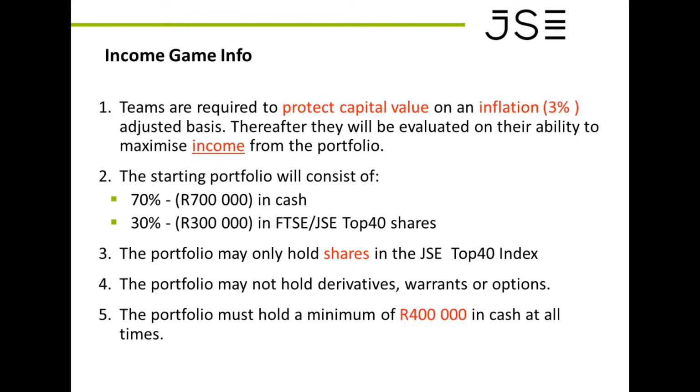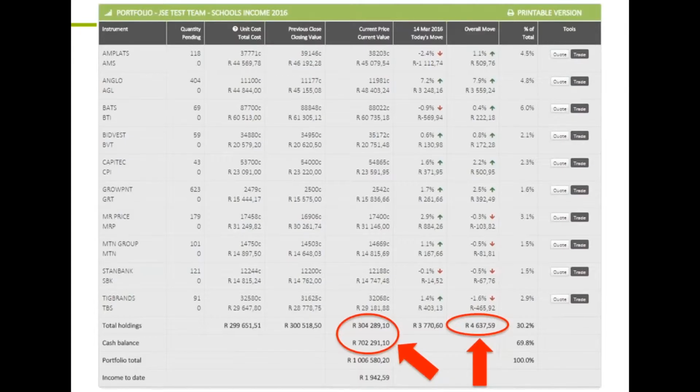The starting portfolio will consist of 700,000 cash and 300,000 rands worth of top 40 shares. The portfolio may only hold shares in the JSE top 40 index. The portfolio may not hold derivatives, warrants, or options. The portfolio must hold a minimum of 400,000 cash at all times. So that's the basic summary, and I'm going to show you and demonstrate it to you over here.